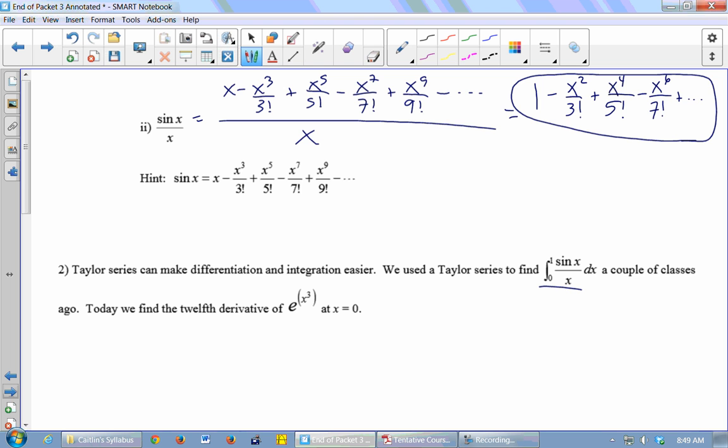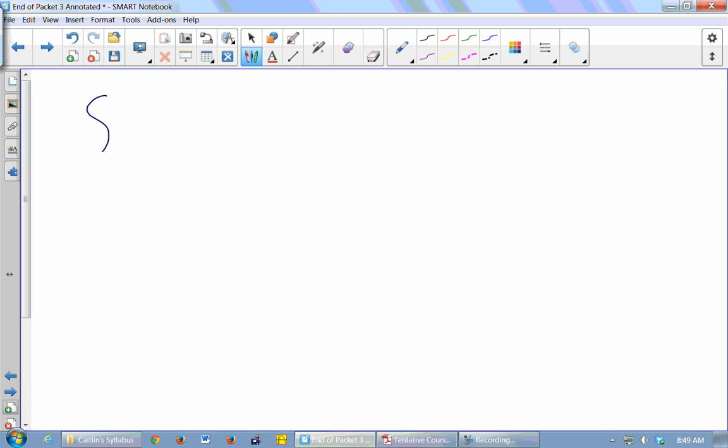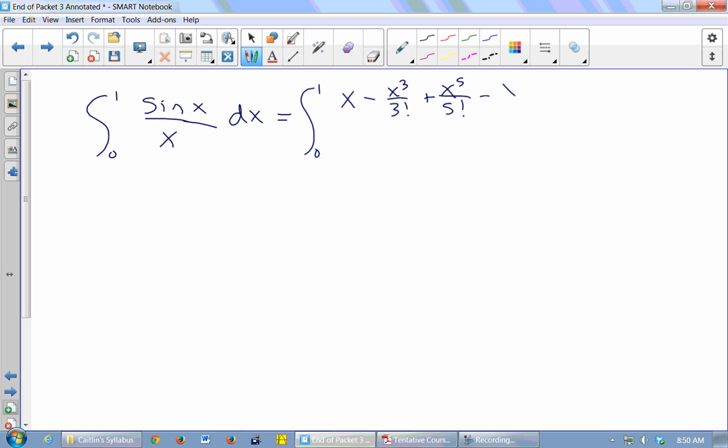So if I want to find the integral from 0 to 1 of sine x over x, well, the Taylor series for sine of x centered at 0. Oh, actually, we didn't use the series. We used a Taylor polynomial. The entire series, right, is going to, so I'm going to have the integral from 0 to 1 of x minus x cubed over 3 factorial plus x to the 5th over 5 factorial.